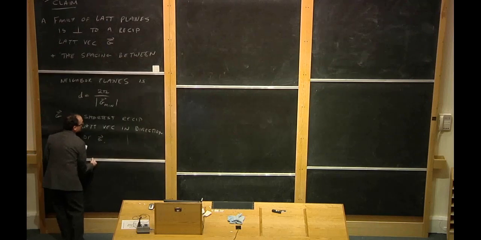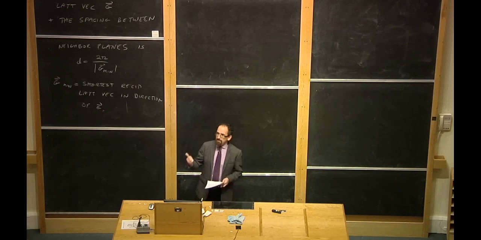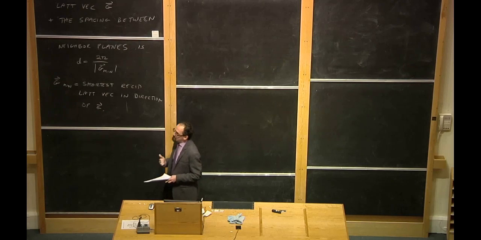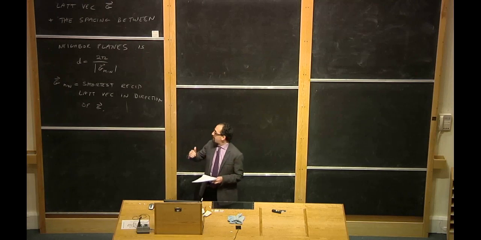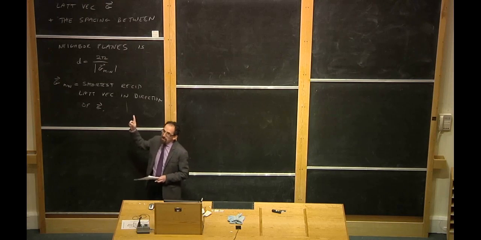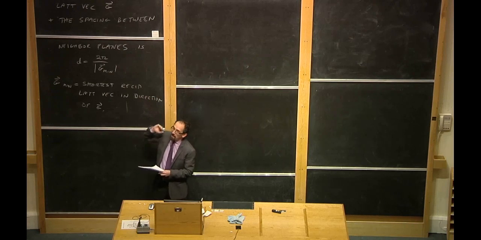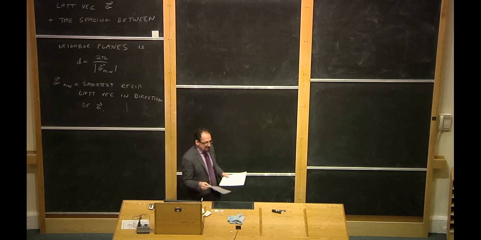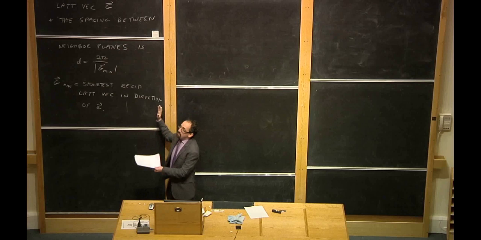Okay, this is an important statement. Every time we have a family of lattice planes, orthogonal to this family of lattice planes there is a reciprocal lattice vector. And if you want to know the spacing between the lattice planes in the family, you find the shortest reciprocal lattice vector pointing in that direction. 2 pi over the absolute value of that shortest reciprocal lattice vector gives you the spacing between planes. Okay, this is a big statement.